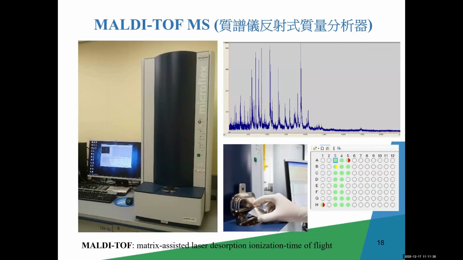So this is what I said, make use of the MALDI-TOF to identify the bacteria. Each bacterial species will have a very unique spectrum, such that the machine can differentiate the species-level identity of the pathogens.